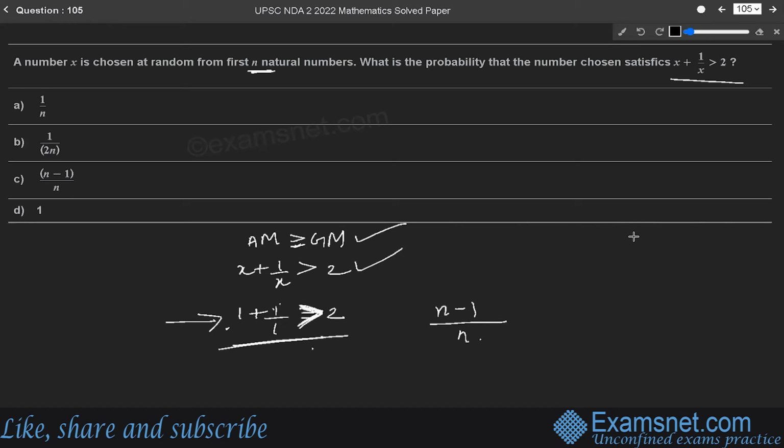So we can say that there is only one such case, and in total there are n natural numbers. From n natural numbers, there is only one natural number, which is 1, that does not satisfy the given inequality. So from n, we will subtract that 1, and we know that the total numbers are again n. So the probability will be n minus 1 upon n. Therefore, option C is the correct option for this question. I hope now it is clear to you.